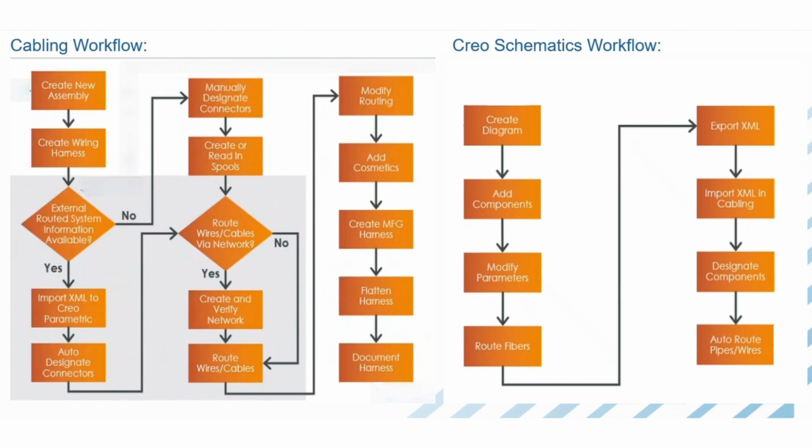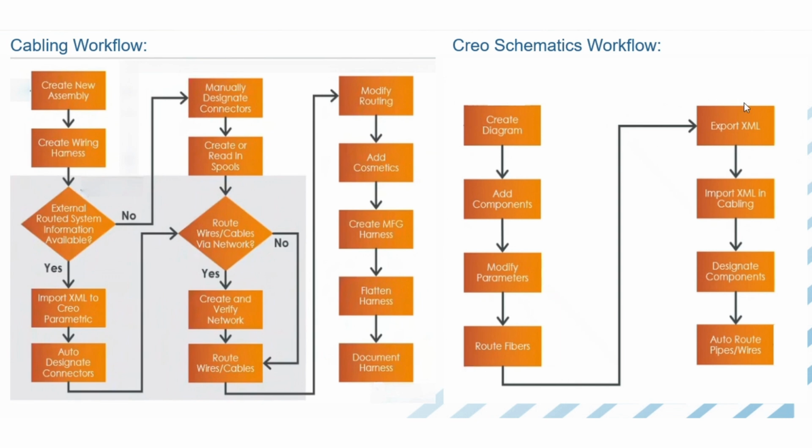Yeah, let's begin with this session. This session would be about Creo Schematics. So here you can see this is the workflow of Creo Schematics. Here we create a diagram, then add components, modify parameters, route fiber, then export this into an XML file. So all these activities will be happening in Creo Schematics.